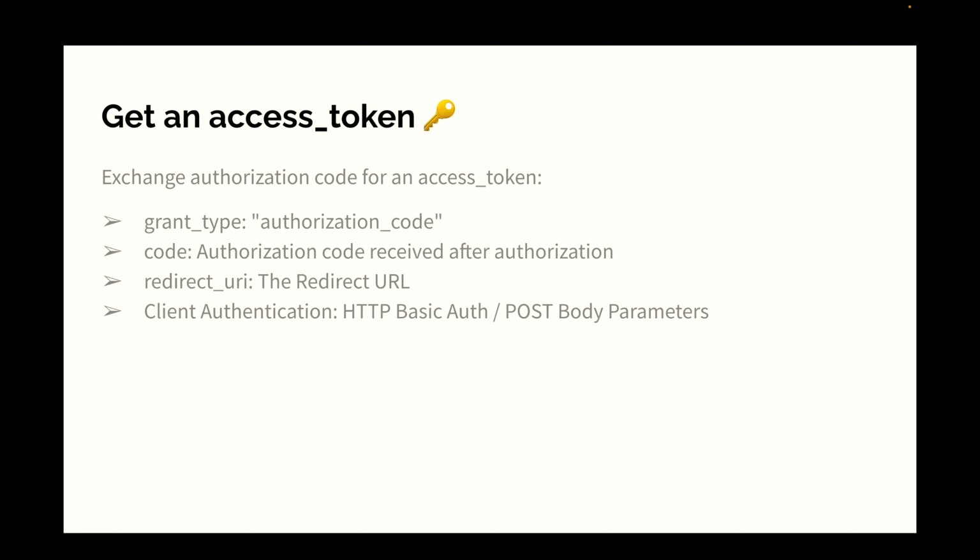Now after that, the client needs to get the access token. For that, the client sends one request to the authorization server with the following information. First is grant type. Grant type will be authorization code. Then the actual authorization code. Then it sends the redirect URI. The redirect URI should be the same one which we sent in the previous step. And also it needs to send client authentication information. This can be HTTP basic auth, or we can include client ID and client secret in the POST body parameters as well. How to send it? For that, you need to read the documentation of the OAuth provider.